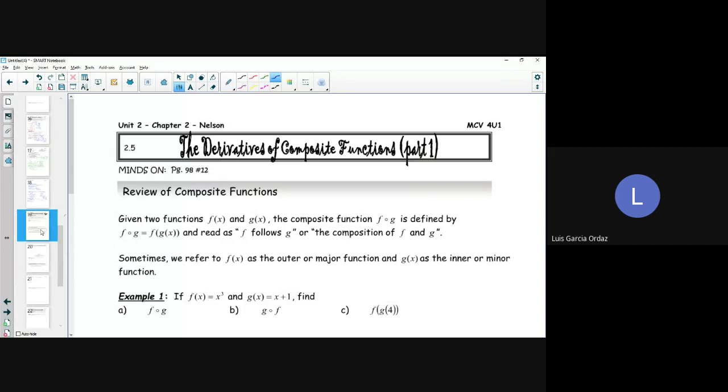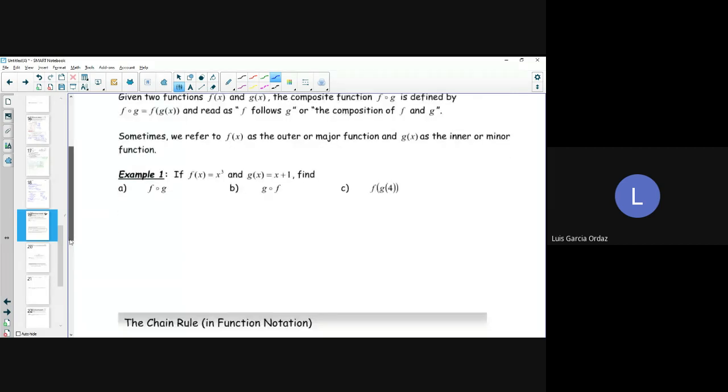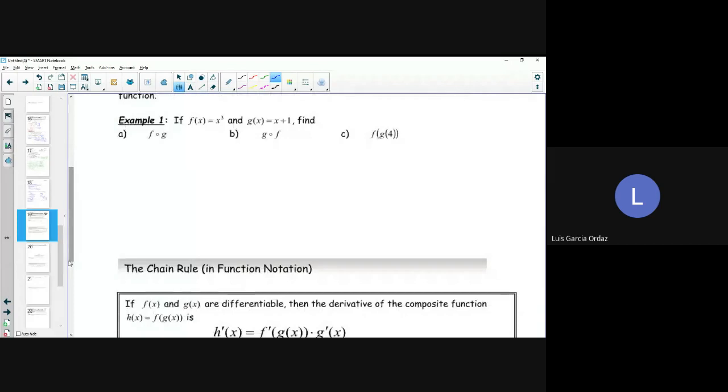f of g is equal to f of g of x, and is read as f follows g, or the composition of f and g. Sometimes we refer to f of x as the outer or major function and g of x as the inner or minor function. So we're going to go over some examples to tell you exactly what that means.